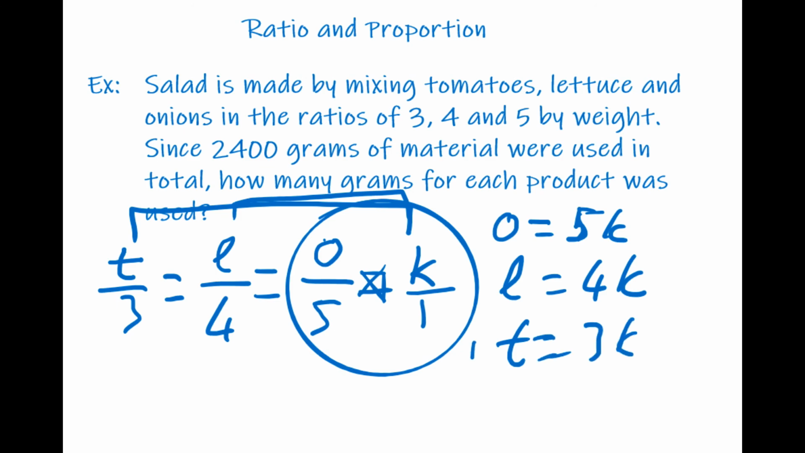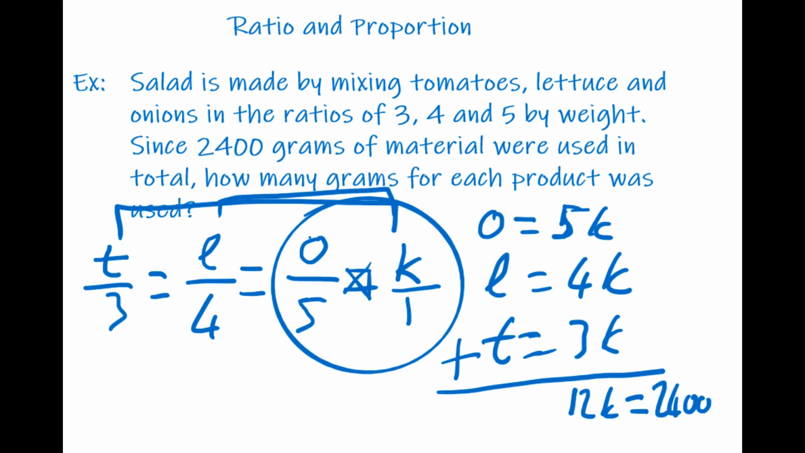And if you add all of those materials, onion, lettuce, and tomato, then I'm going to have 5 plus 4, which is 9, 9 plus 3, which is 12, guys. So I'm going to have 12K, and that is equal to 2,400 grams, guys. So from here, if you divide both sides by 12, these are gone. If you divide 24 by 12, then I'm going to have 2 here. So K is going to be 200, guys.